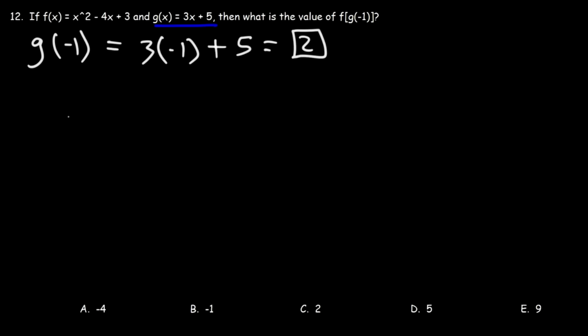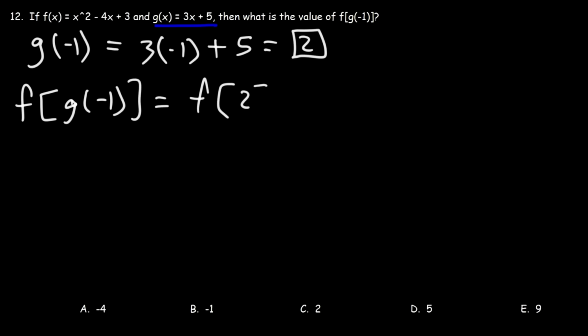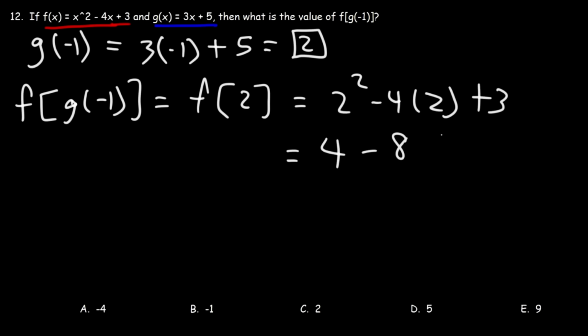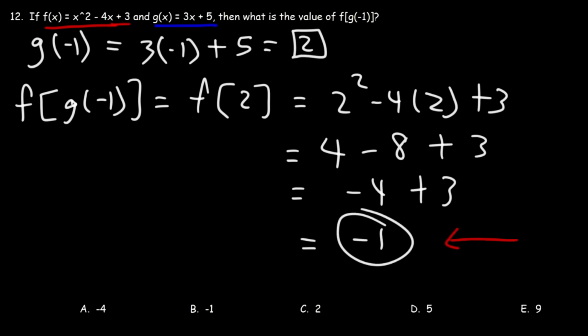which is positive 2. So now we can focus on evaluating f of g of negative 1, because we know that g of negative 1 is 2. So let's replace it with 2. So now we need to plug in 2 into f. So f of 2 is going to be 2 squared minus 4 times 2 plus 3. 2 squared is 4. 4 times 2 is 8. 4 minus 8 is negative 4. Negative 4 plus 3 is negative 1. So this is the final answer, which correlates to answer choice B. So that is the value of the composite function f of g of x when x is 1.